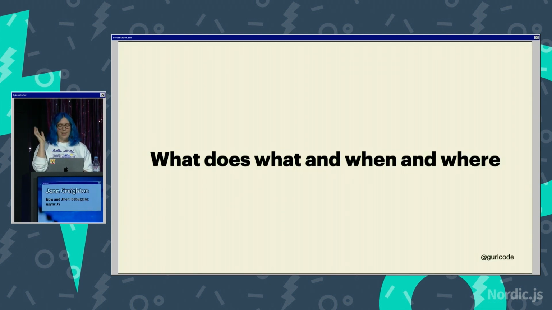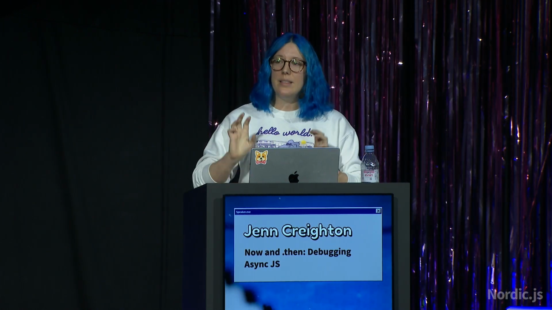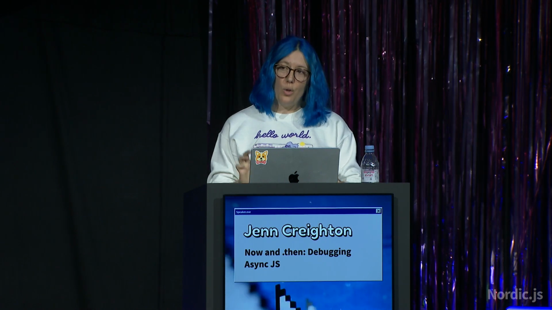It leads to a thing I call what does what and when and where, which means you need to be familiar with all the ins and outs of different async structures in JavaScript. So you need to know everything about promises. You need to know about async await. You need to know about callbacks, and you need to know about set timeout. And keeping this all in your brain all the time is impossible. So mistakes are bound to happen.